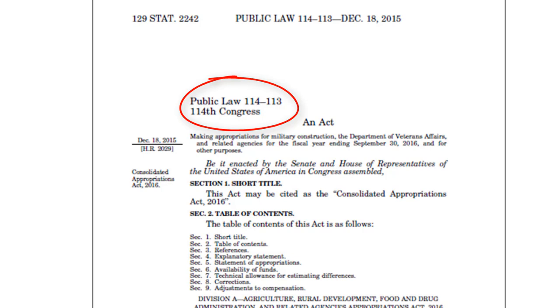114-113. That number is derived from the number of the Congress passing the bill, the 114th Congress, and the serial number of laws passed during that Congress. Put another way, Public Law 114-113 is the 113th law passed by the 114th Congress. How do we know it's the 114th Congress? Well, here's a way of figuring it out.